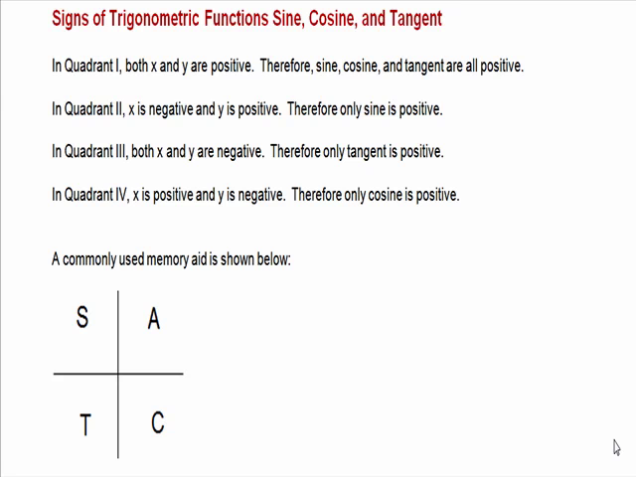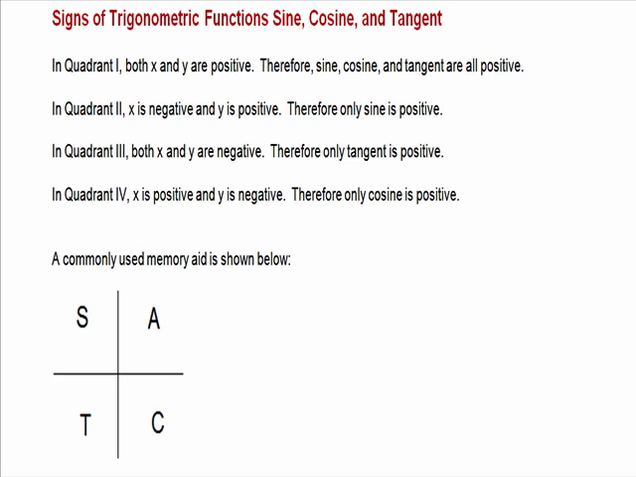In quadrant 3, both x and y are negative. So that means the cosine is negative, the sine is negative, but when I divide the two, that tells me tangent is positive. And in quadrant 4, x is positive and y is negative, so that tells me cosine is positive, sine is negative, and tangent would also be negative.